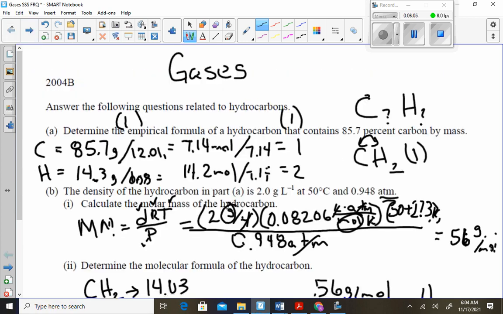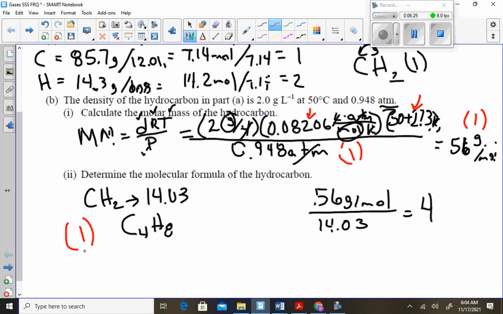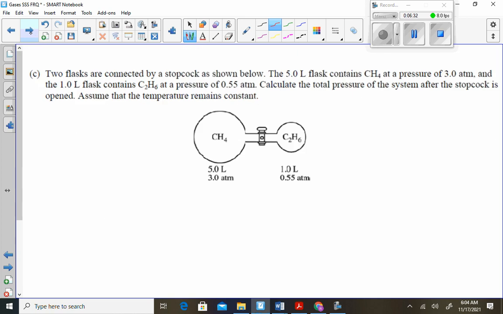Oh, let me go back. I didn't do points for the last two. For B, you got 1 point for substitutions, and that includes things like converting the temperature and making sure you use the right R value, and then 1 point for the answer. For this one, 1 point for the correct molecular formula. So we are 6 points into this question.